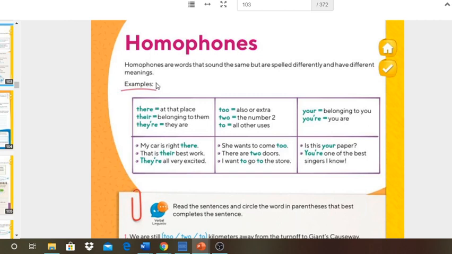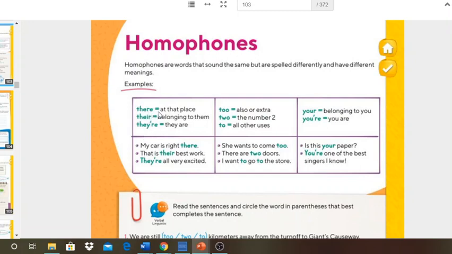We have the most common examples. There, their, they're. There is at that place. My car is right there. Their, belonging to them, quiere decir que es de ellos. That is their best work. That is their house. That is their car. And the last one, they're, it means they are. Ellos son o ellos están. They're all very excited. So these are the first three homophones that we need to learn.